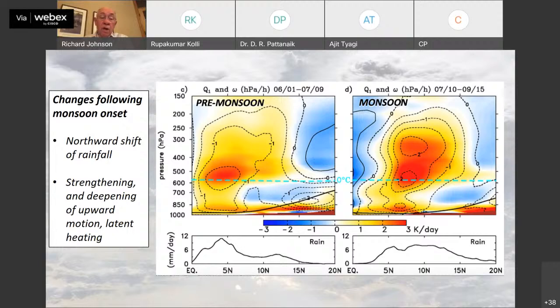And in the upper panels, in color is the apparent heat source and the vertical motion field in contours. And you can see that after the monsoon sets in, the heat peak ascends and strengthens and shifts to the north, consistent with the rainfall shifting to the north.